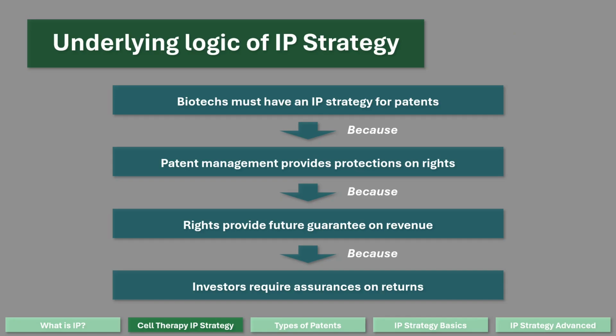IP strategy is a plan that consists of a set of decisions an organization makes with its intellectual property to achieve a long-term goal. There are many types of IP strategies, but for biotechs and other high-tech industries, a patent strategy is a minimum requirement to receive funding from investors. This is because most biotechs do not generate any revenue for the first 5 to 10 years of their existence.